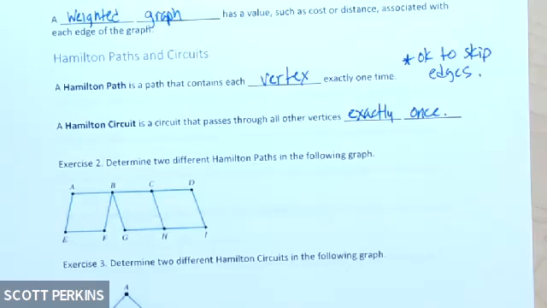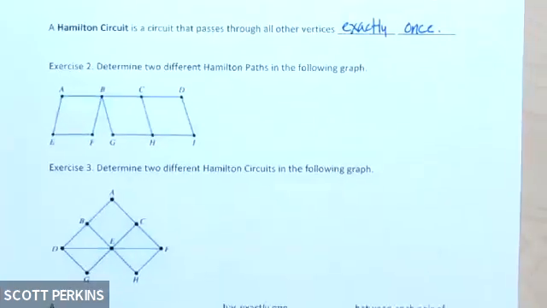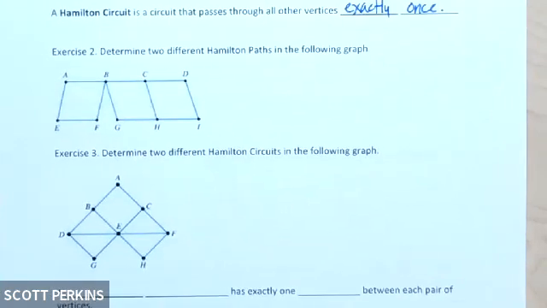So right below that, exercise 2, I would like you to determine 2 different Hamilton paths. Doesn't matter where you start. I would suggest picking a different starting spot for each of them, but determine 2 different Hamilton paths on that graph. You just want to get to each vertex one time.